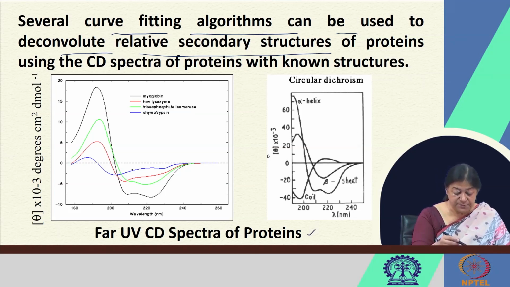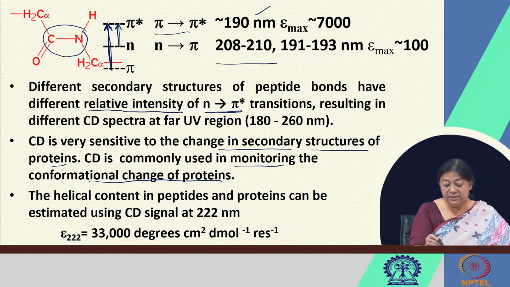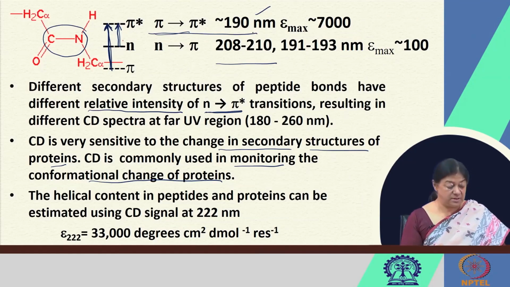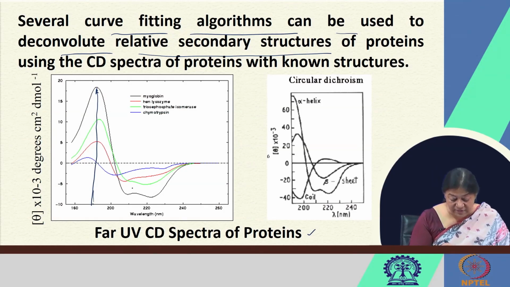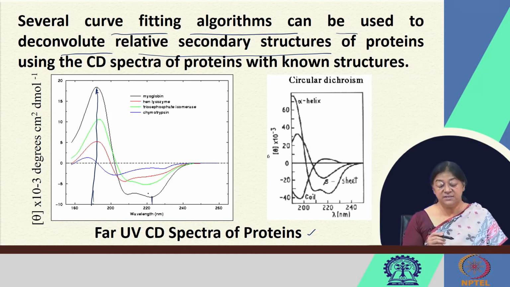So, this is the typical spectra that we see. We will have a band here at 190, and we know that this 190 corresponds to the pi to pi star. When we are looking at the other region here, typically when we have a negative band at 222 and 208, this is characteristic of an alpha helix. So, here is the alpha helix where we have the 208 and the 222.